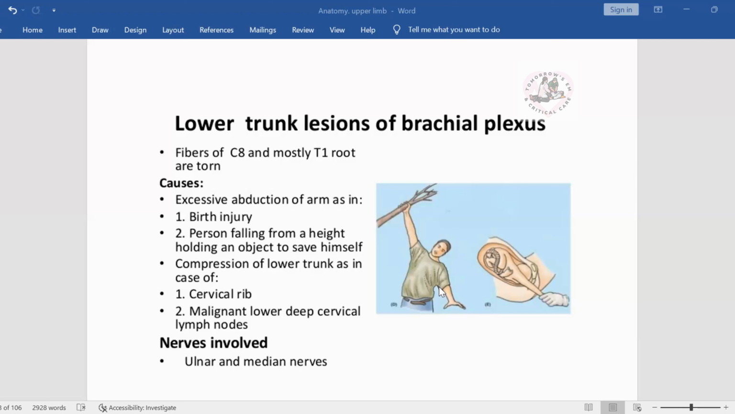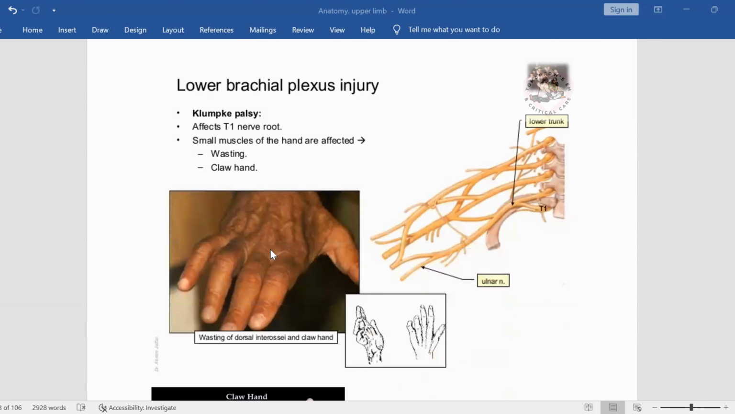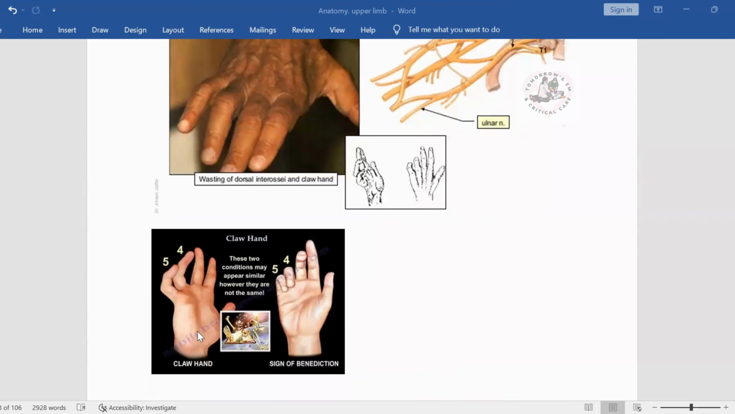So mainly which nerves are involved here? Ulnar nerve and median nerve. If the whole of C8 and T1 is involved, there will be complete claw hand. But if only the median or ulnar nerve is involved, there will be two types.